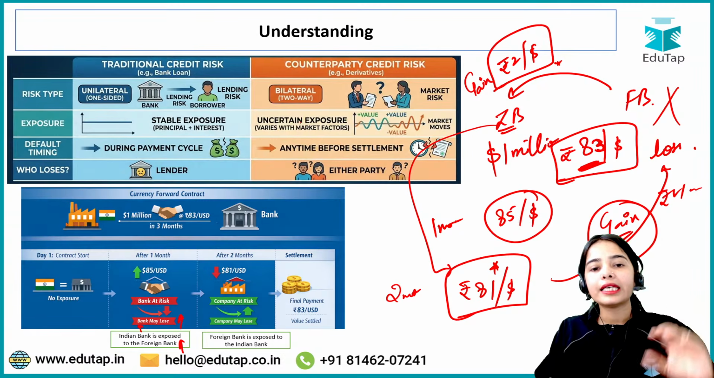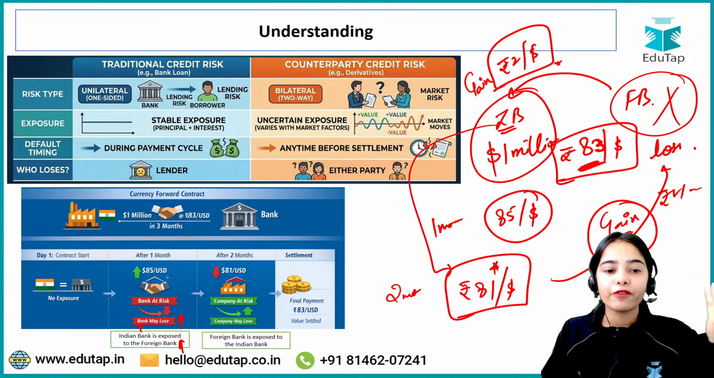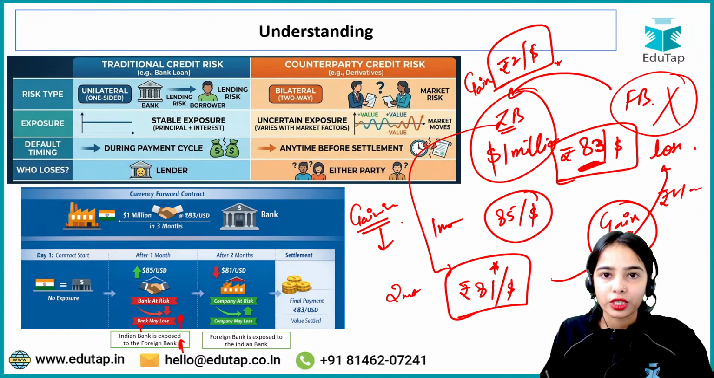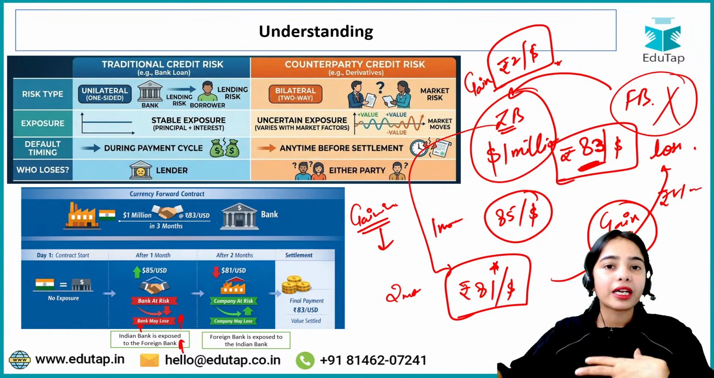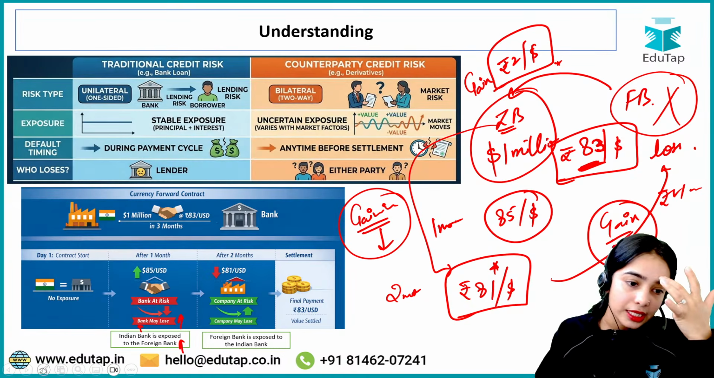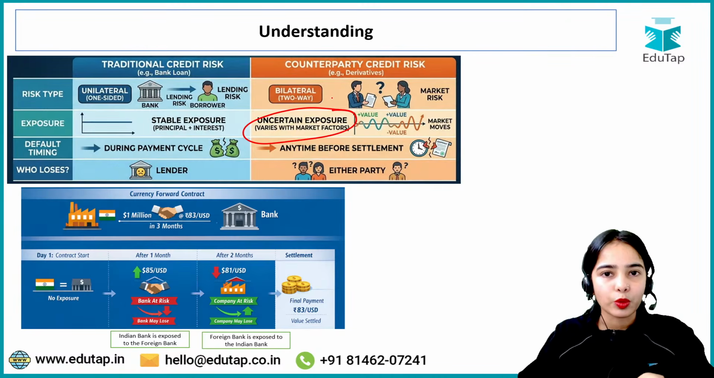So basically the idea is that the exposure is uncertain. The Indian bank may be at the exposure or the foreign bank may be at the exposure. Whichever party is gaining, it is at the exposure, because if the other party defaults, then the gaining party will lose. So this is the idea that there is uncertain exposure. Any party can be at the exposure.